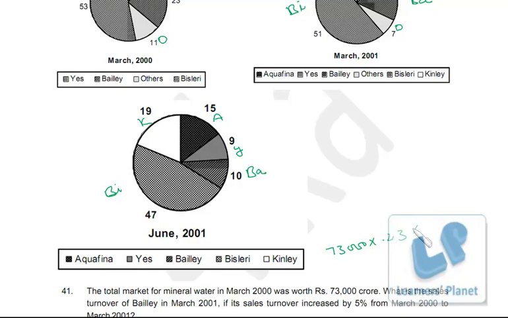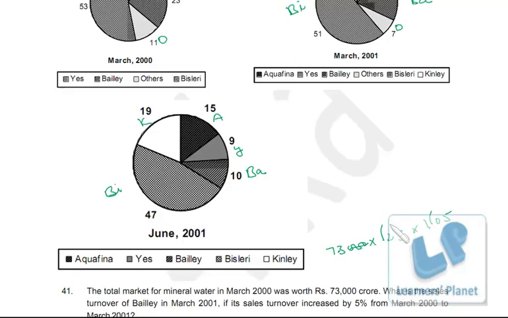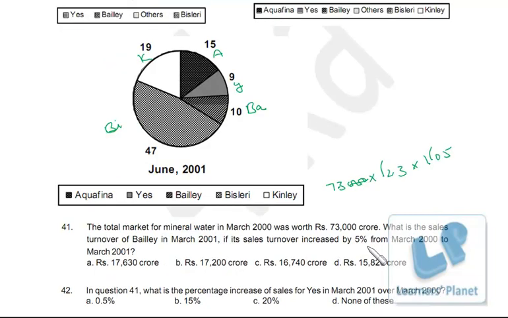So next year in March 2001, this will be the calculation, right? Now do not get confused with this breakup, because this is the percentage share of all the brands in March 2001, right? It is nothing to do with the 73,000 crore, right? So do not get confused. The very simple calculation we have is 73,000 crore, then 23% is the share of this particular brand, and next year the turnover of this particular brand is increased by 5%, so we are just considering that only.